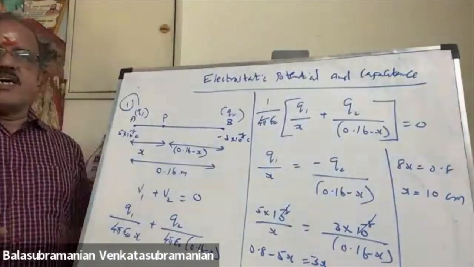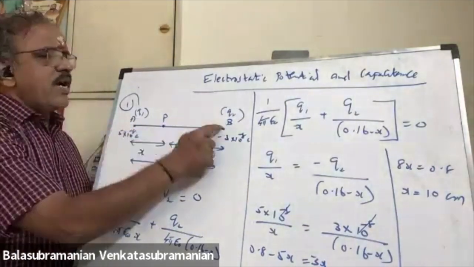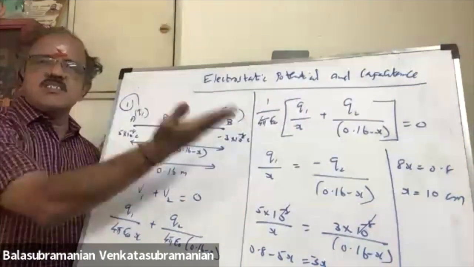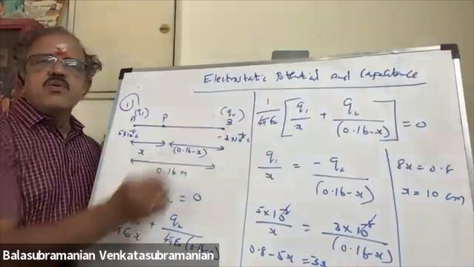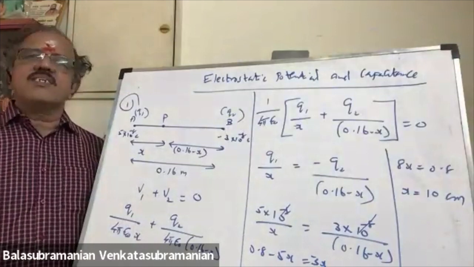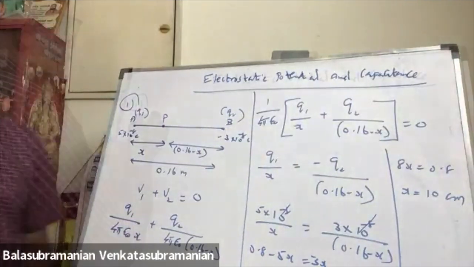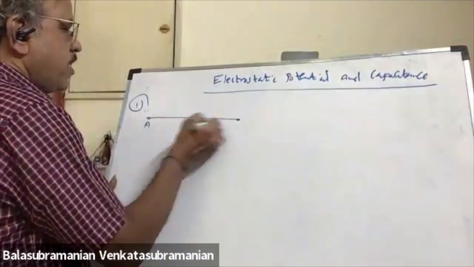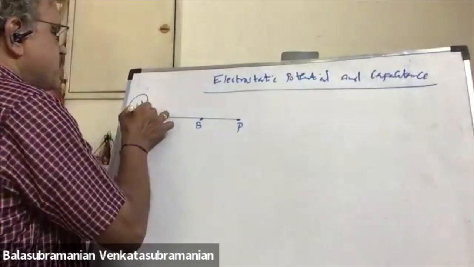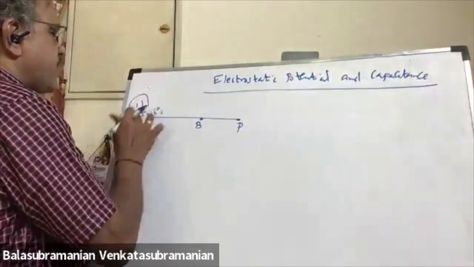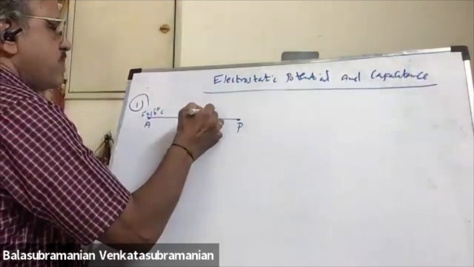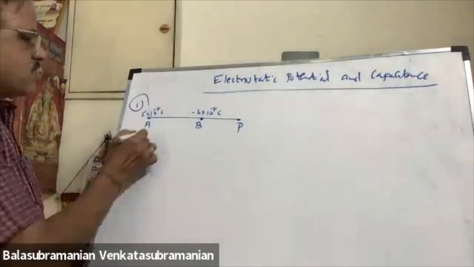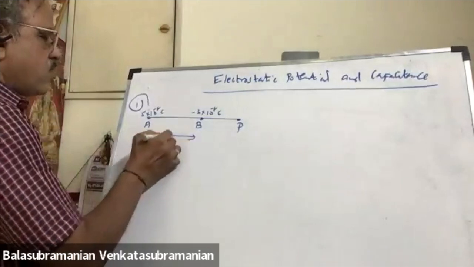Another possibility is also there. That is, on the same line, on the other side of the minus Q charge, that is the Q2 charge. If you keep the point there where the potential is 0, that also we can calculate. Same concept. A, B, here is the point. 5 into 10 power minus 8 coulomb, minus 3 into 10 power minus 8 coulomb. The distance between them is 0.16 meter.